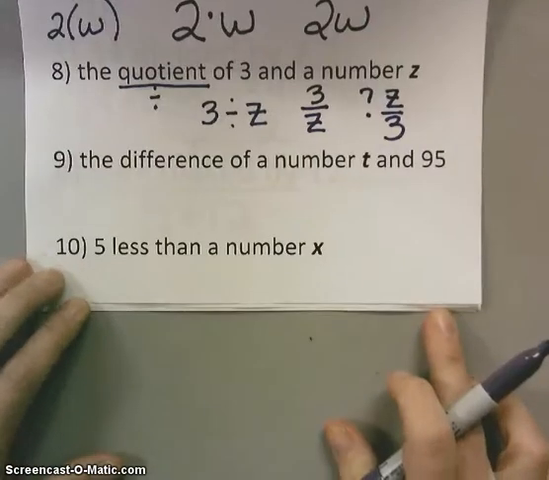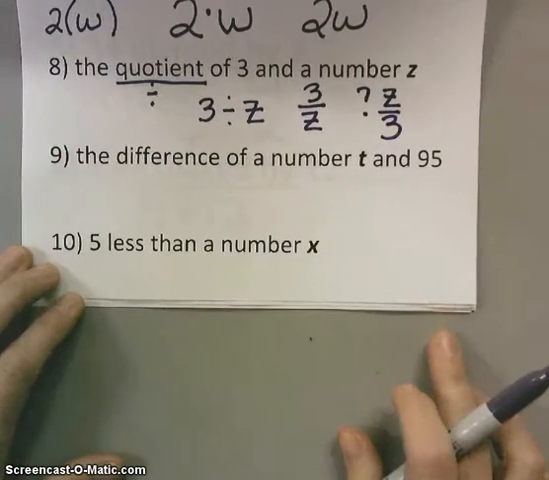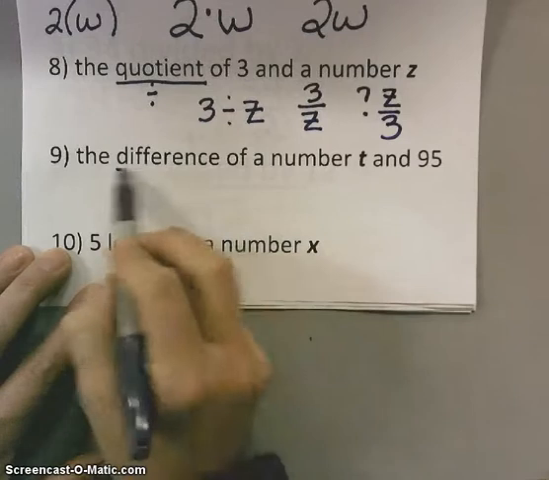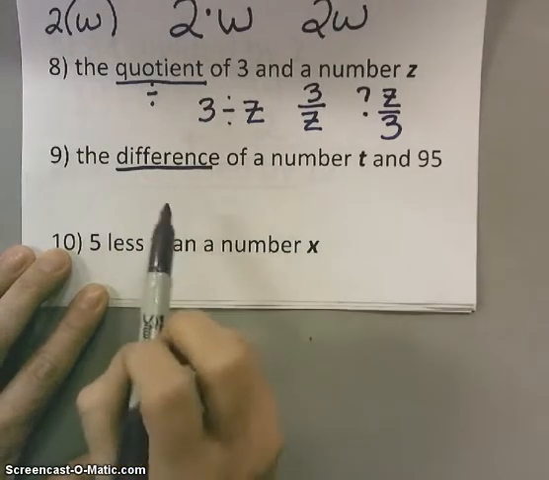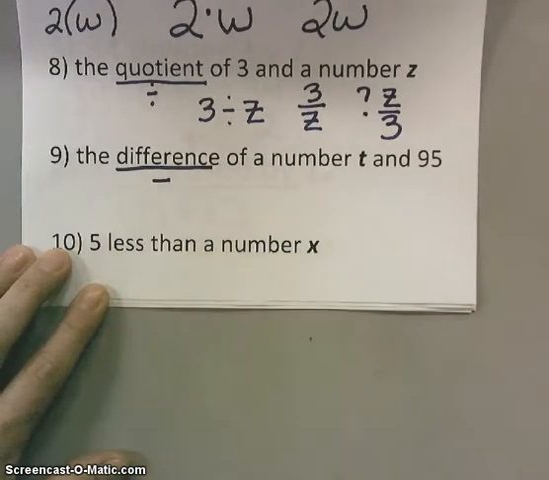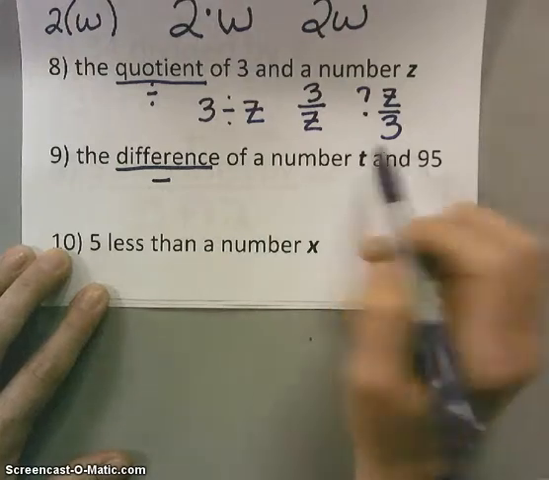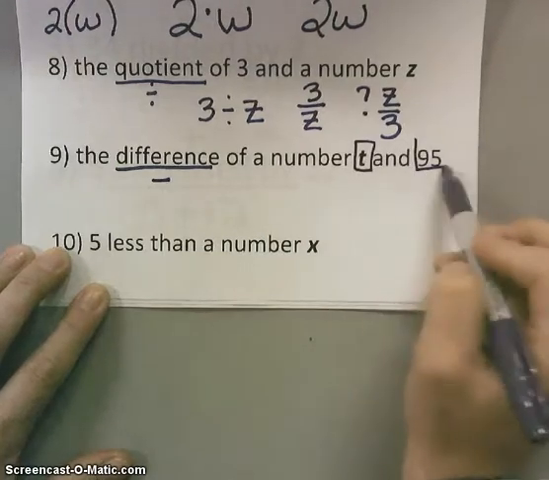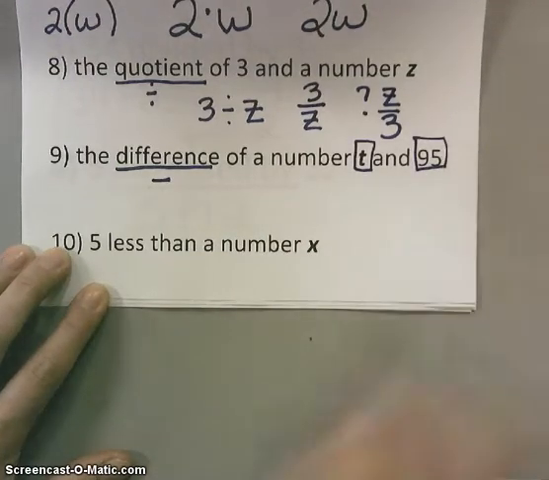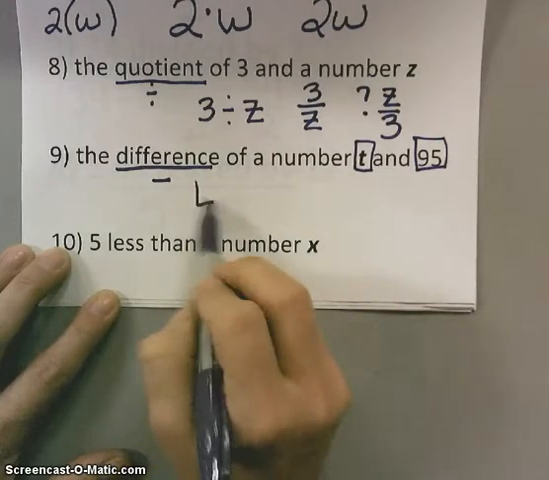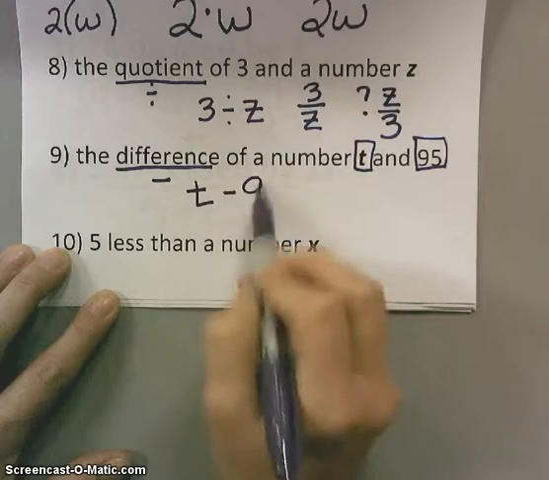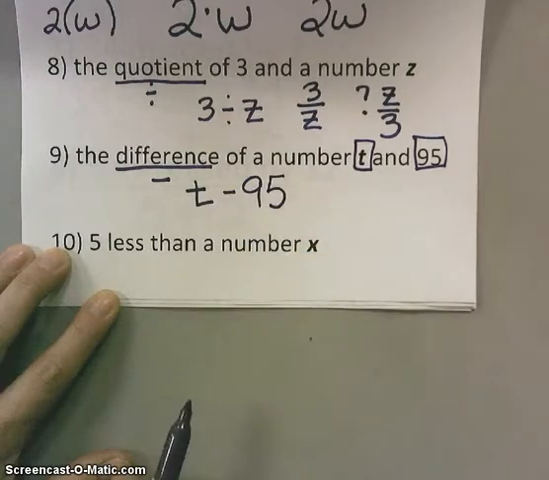Number 9, the difference of a number t and 95. Well, difference, I know, that's the answer to a what kind of problem? Subtraction problem. Good job. Okay, so I know I have the letter t and the number 95, and I want the difference of t and 95, so t minus 95. That will show me the difference of those two.